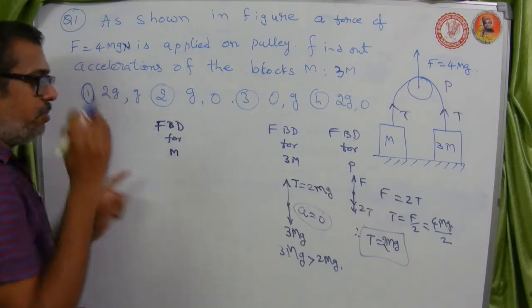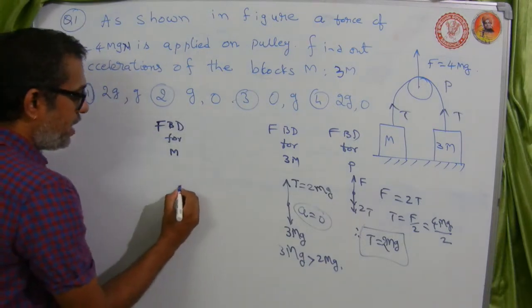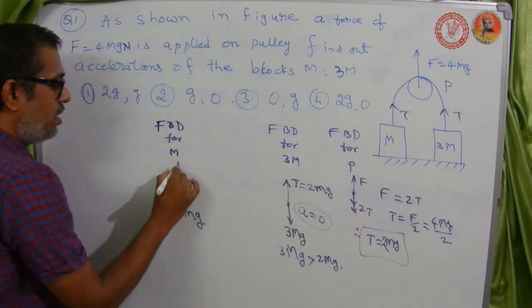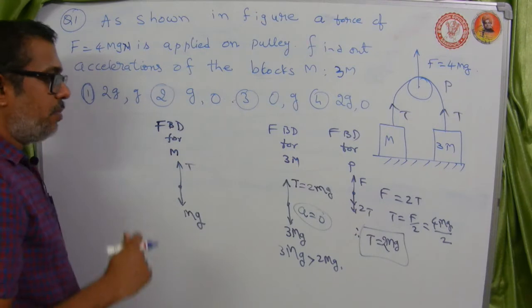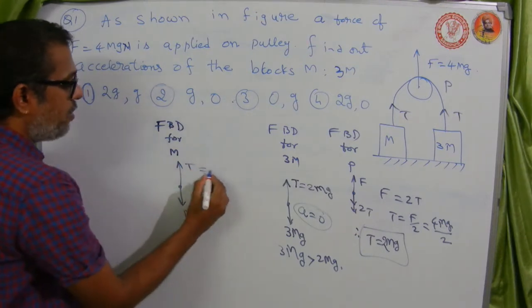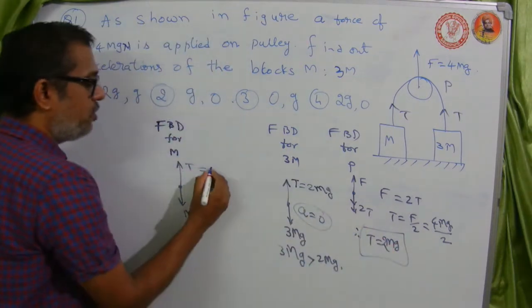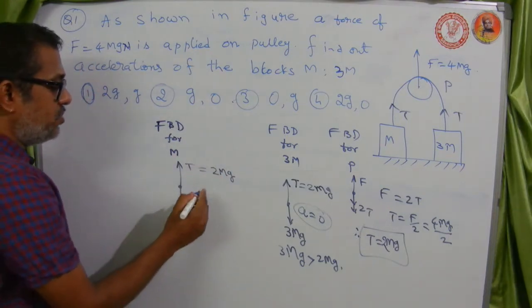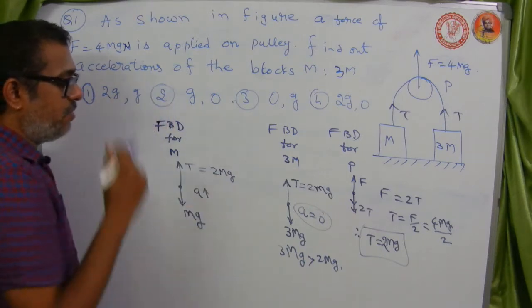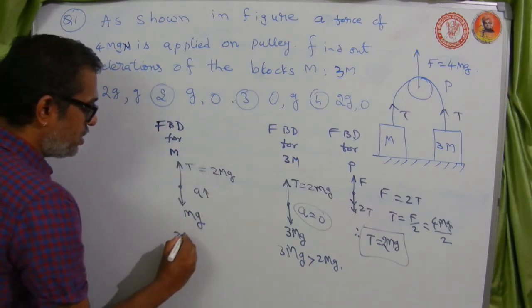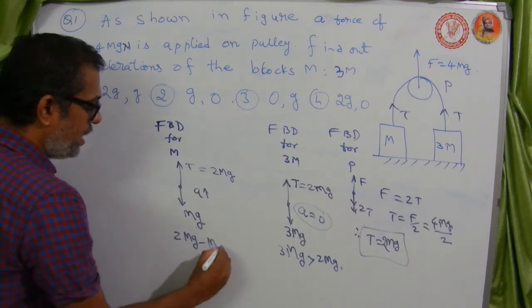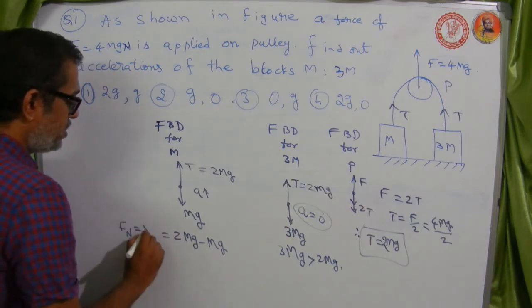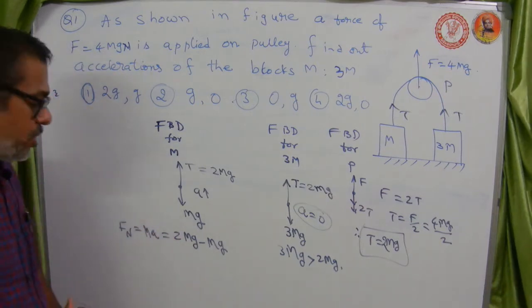Now come to the free body diagram for small m. In the free body diagram for small m, in the vertically downward direction we can imagine the gravitation force mg, and in the vertically upward direction we can write the tension T. In the given problem the tension is 2mg. There is no doubt that the tension dominates over mg, therefore the acceleration of the object will be in the upward direction. As a result we can write 2mg minus mg as the net force. Like Newton's second law, net force is always equal to ma in the problem.